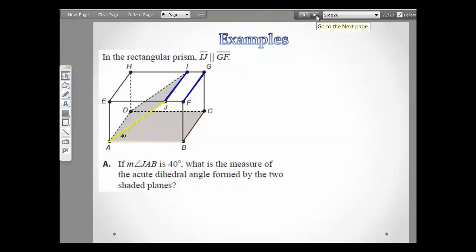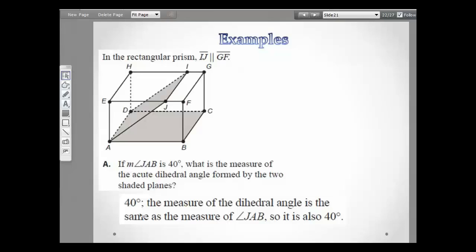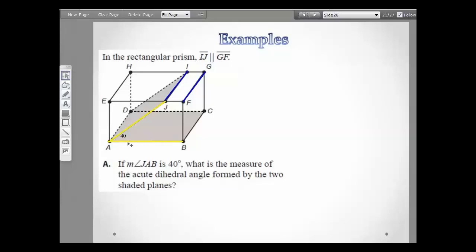Let me see if I mess this up. Ha ha! I got it. 40 degrees. The measure of the dihedral angle is the same as the measure of angle JAB, so it is also 40 degrees. I'm going to go back and look so you can see that I went through, identified the angle they were talking about, and that it was 40 degrees. And we learned earlier that this angle right here is a dihedral angle, and it's created by the intersection of the two shaded areas.